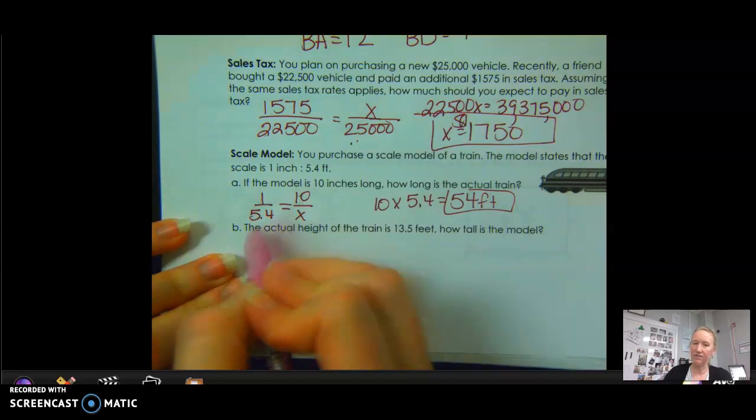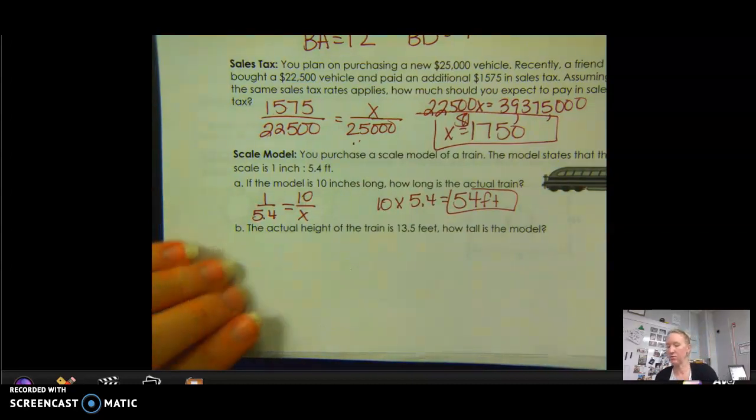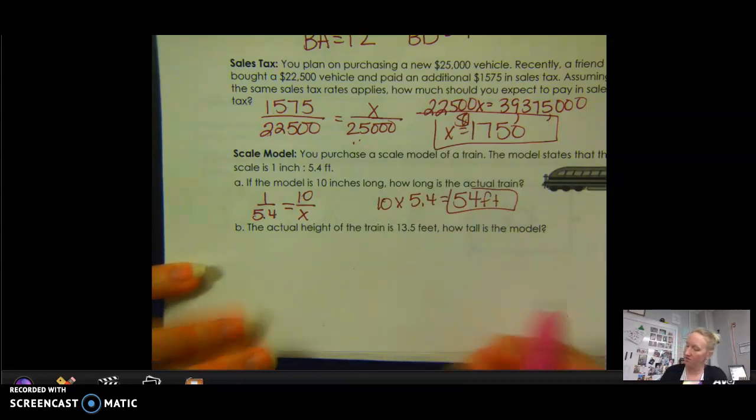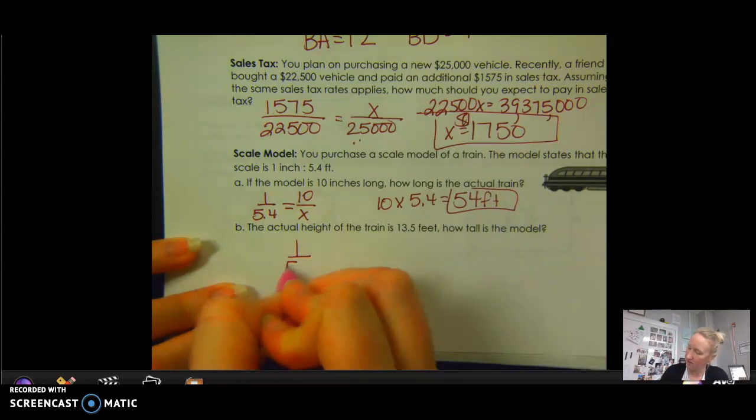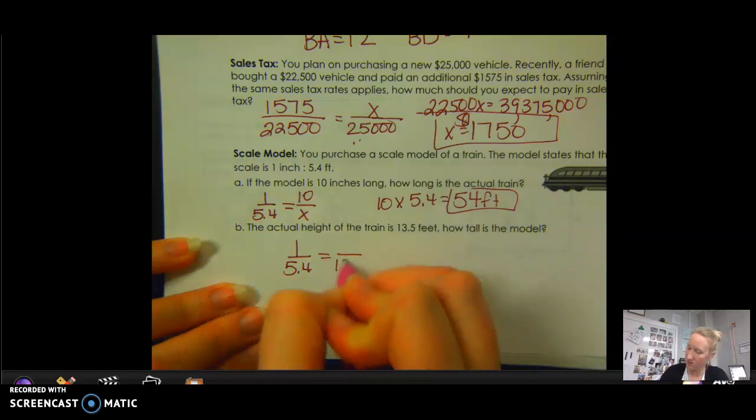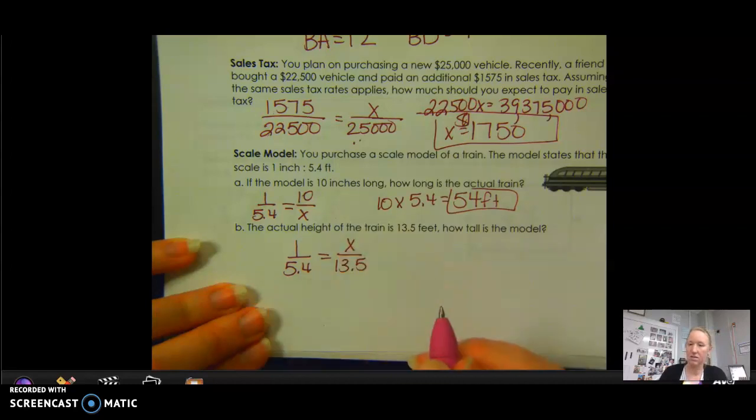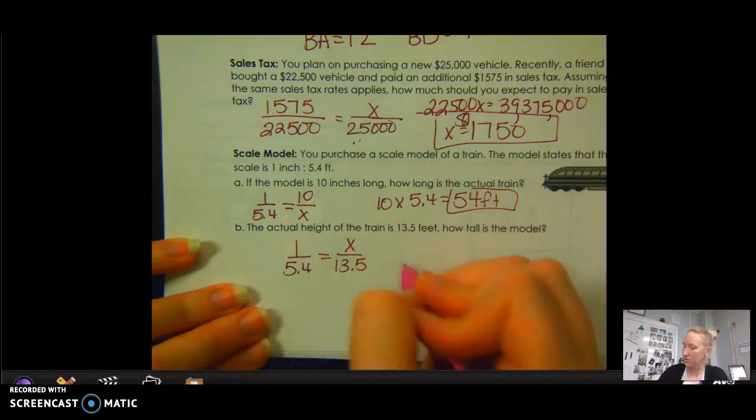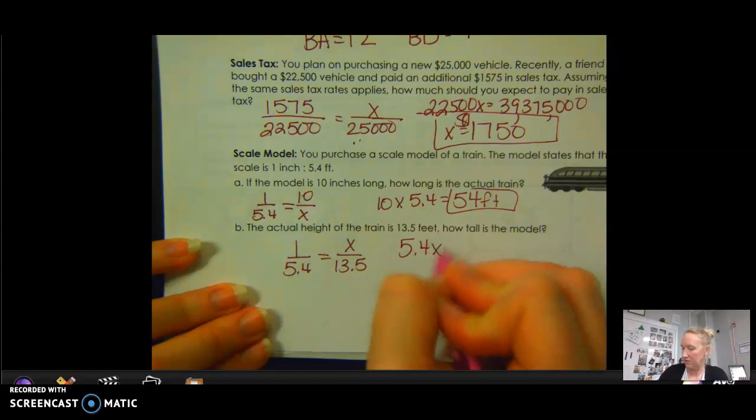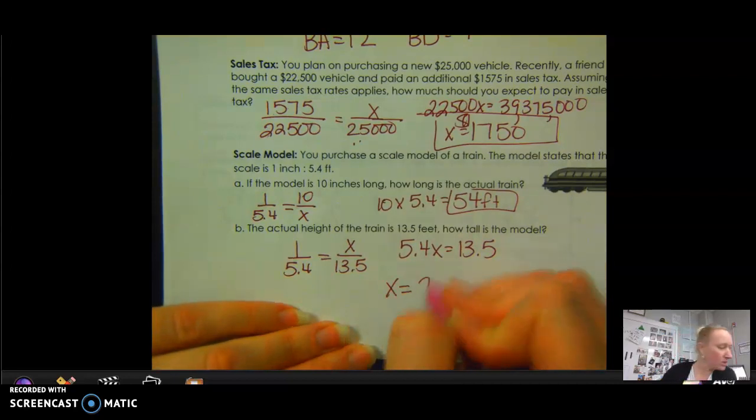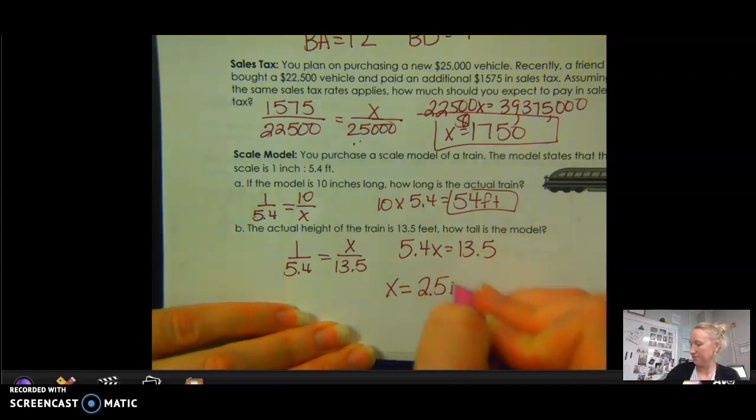And you would get that if you cross multiplied here, because you would have 54 equals 1x divided by 1 is 54. The actual height of the train is 3.5 feet, so 1 over 5.4 equals, this would go on bottom because it's feet, that's the actual, over the scale model's actual. Cross multiply, I get 5.4x equals 13.5, divide by 5.4 on both sides, and I get that the scale model should be 2.5 inches.